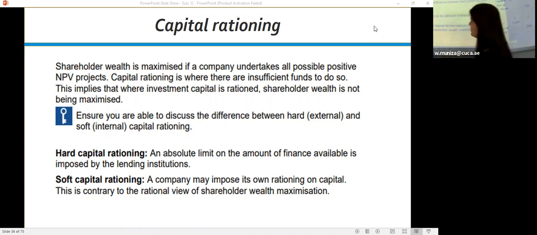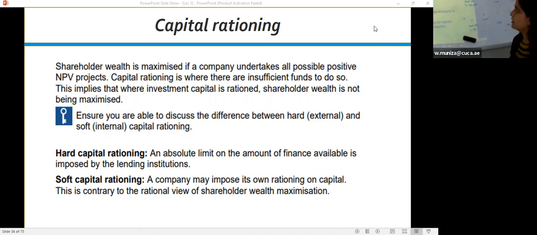So what they say, quickly read it: shareholders' wealth is maximized if the company undertakes all positive NPV projects. Capital rationing is where there are insufficient funds to do so. This implies that where the investment capital is rationed, shareholders' wealth is not being maximized. Ensure you are able to discuss the difference between hard, external, and soft, internal capital rationing. What is hard capital rationing? An absolute limit, a complete limit on the amount of finance available, is imposed by the lending institutions. And soft capital rationing: a company may impose its own rationing on capital.